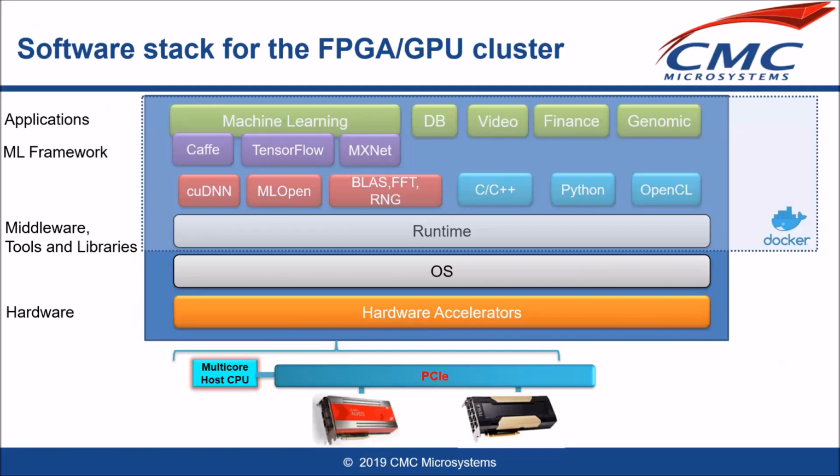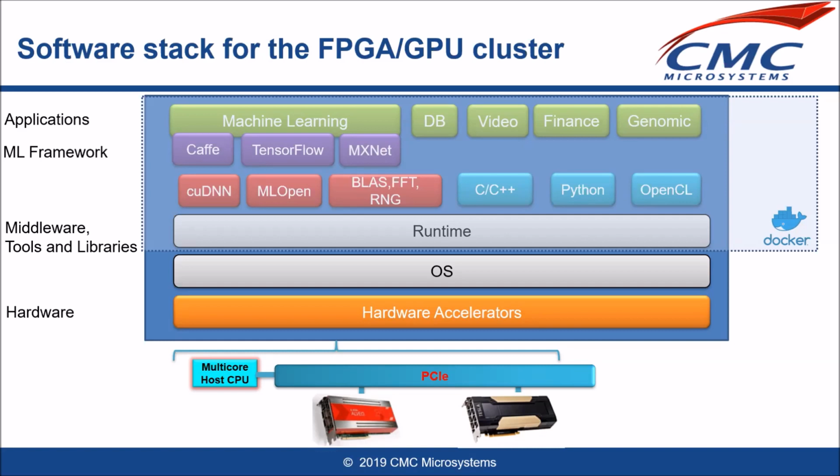The software stack: we run Docker containers for the software stack, and these are fully validated working environments in the actual cluster. If I start with the application layer, we support machine learning applications with very well-known frameworks supported by vendors: Caffe, TensorFlow, MXNet. These are the 3 frameworks that we support today. Other workloads that are supported by the cluster, or can be supported, are database, video, finance, and genomic, and we can add other applications if researchers are interested. We can help them set up the environment to support other workloads.